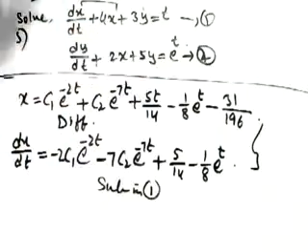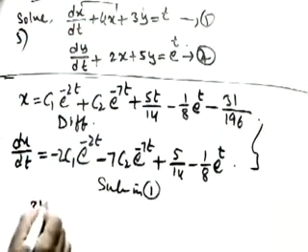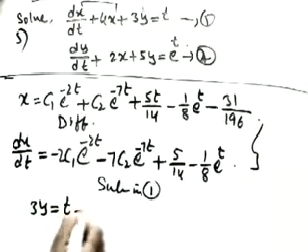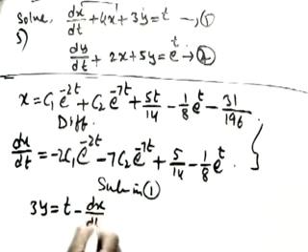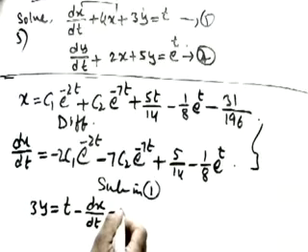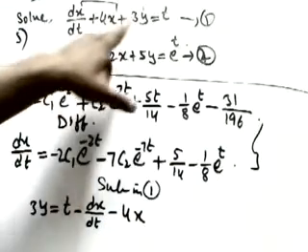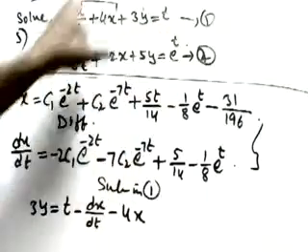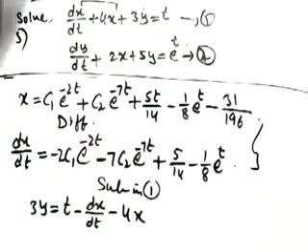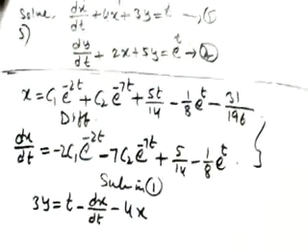Now first let me do one thing. We have to find y. Now you bring this 2 on the other side. You can write like this: 3y equals to t minus dx by dt minus 4x. Once more, you see here, 3y equals to t minus dx by dt minus 4x.